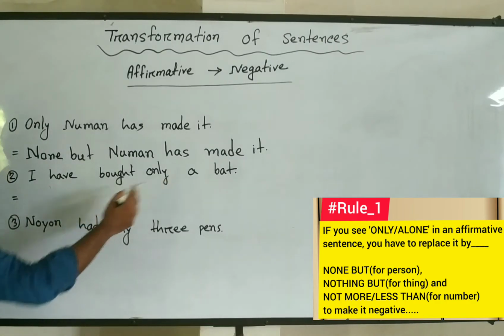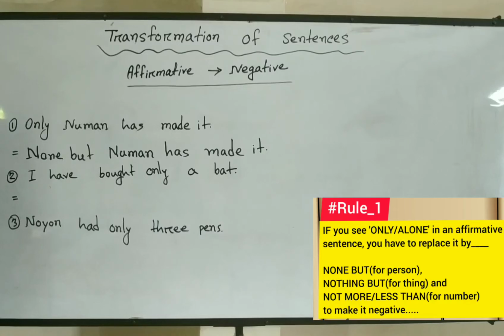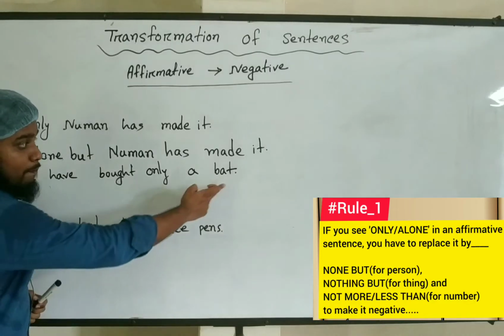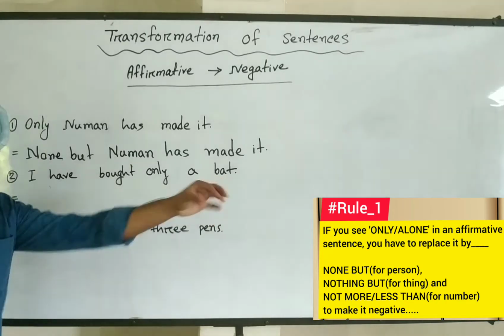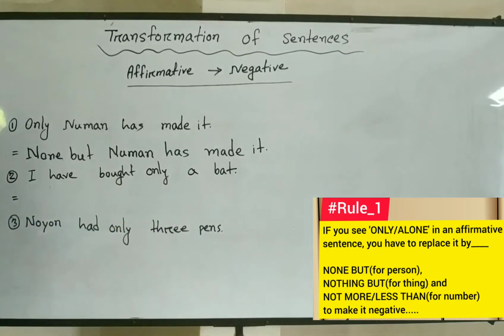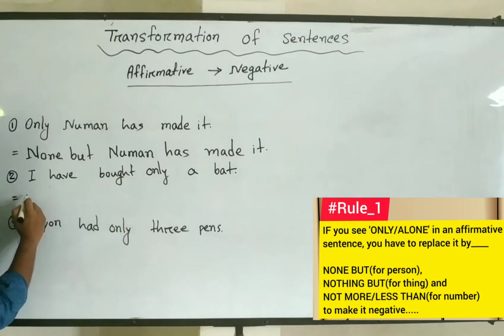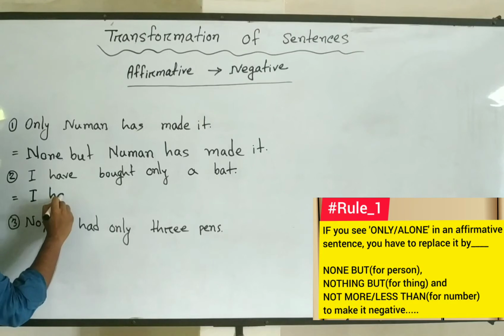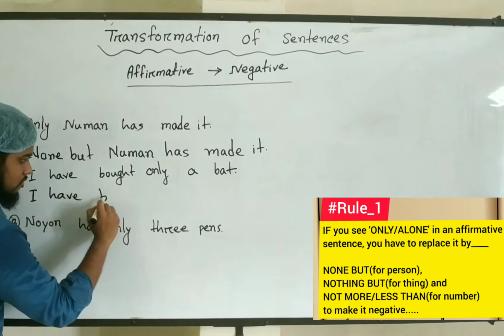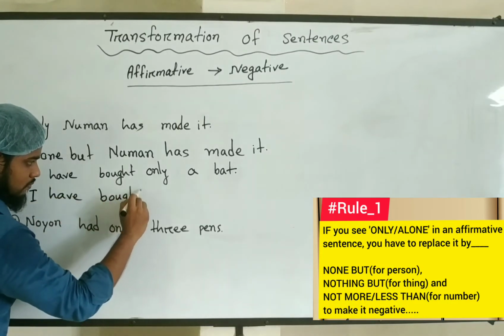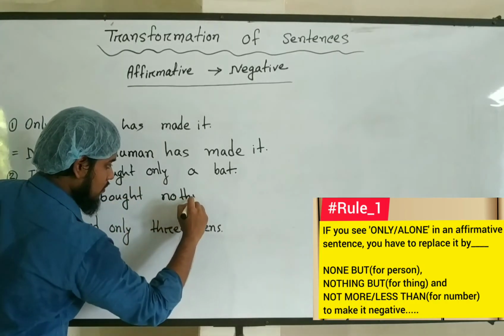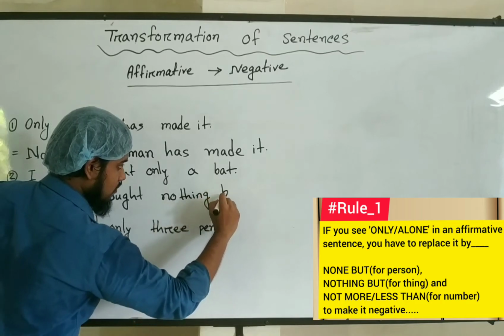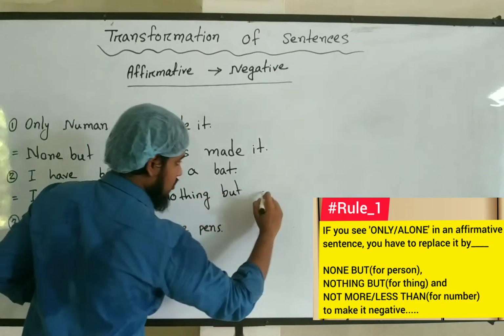Okay? Number 2. I have bought only a bat. Here we can say a bat is a thing, right? And only is used before a thing. So we have to write nothing but instead of only. Okay? I have bought nothing but a bat.